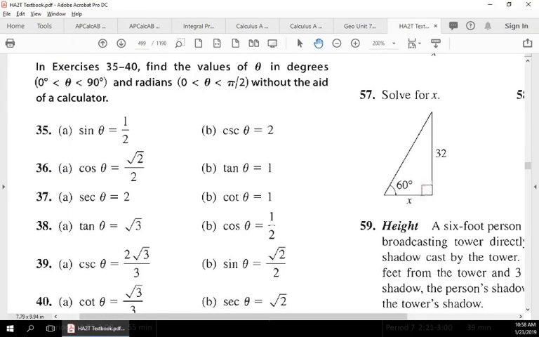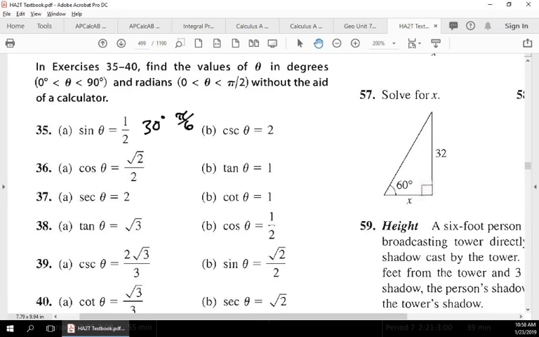Let's read one of these. It says, for all these problems down here, find the values of theta in degrees and radians without the aid of a calculator. So not using a calculator, do you guys know what theta is? Or I'm sorry, I should say what it could be. It could be 30 degrees, which would be the same as pi over 6.